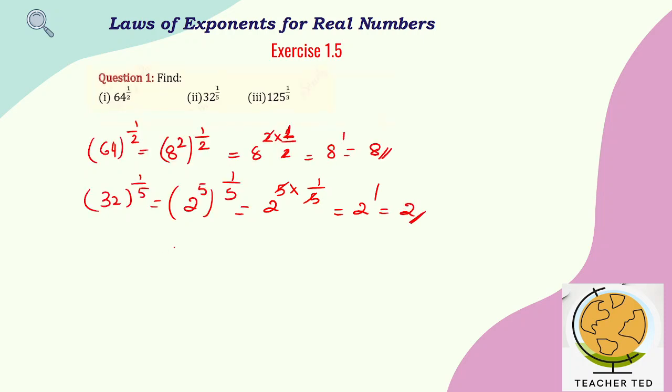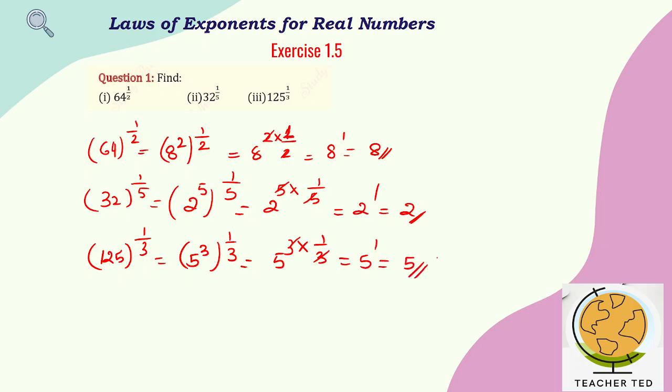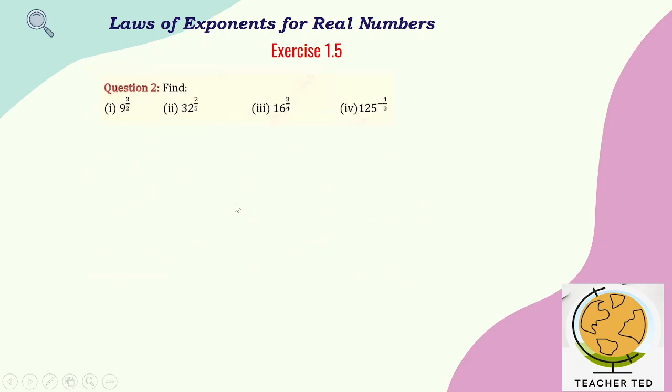The next one, that is 125 to the power of 1 by 3. So 125 can be written as 5 into 5 into 5, that is 5 to the power of 3, whole to the power of 1 by 3. It's the same problem as the previous one. So 3 gets cancelled. 5 to the power of 1 is the remainder. You can write 5 itself. Like this, you need to reduce the powers by means of the laws of exponents. So all these are based on the laws of exponents.